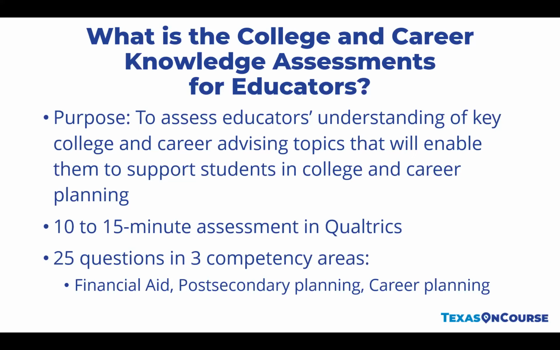It's a 10 to 15 minute assessment in Qualtrics with 25 multiple choice questions in 3 competency areas: financial aid, post-secondary planning, and career planning. The item bank is actually much larger than that, so not every person gets the exact same 25 questions, but each person who takes the assessment gets 25 questions in these 3 different domains.